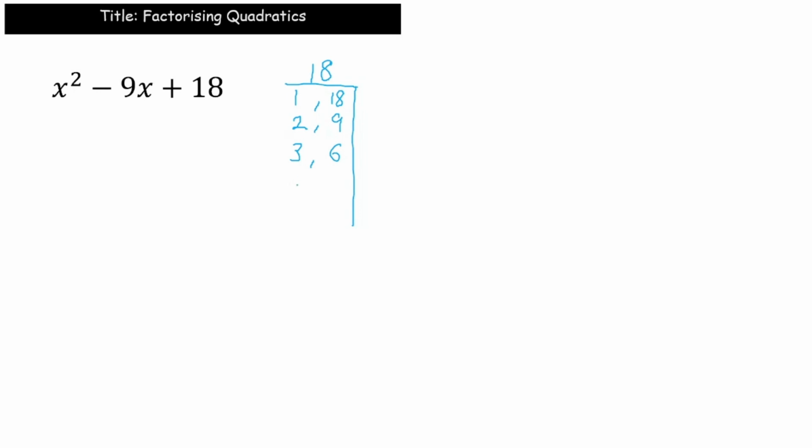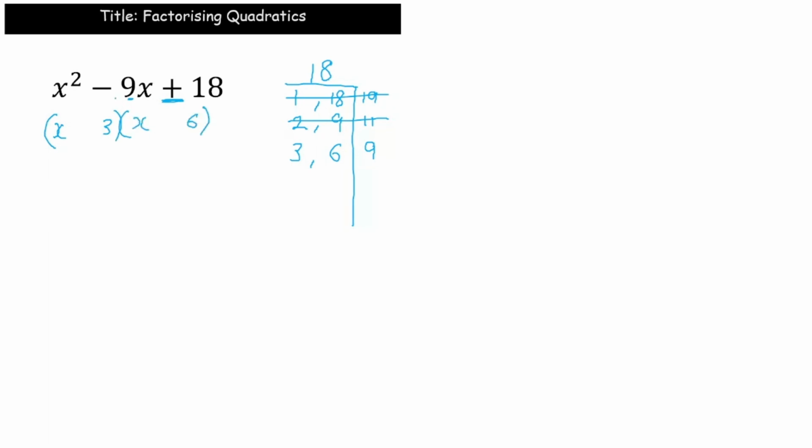3 and 6. 4 doesn't go in, 5 doesn't go in, and then I get to 6, which I've already got. So if you have a look, we've done our 18. We want to find the ones that sum to 9. So now I've written them. These sum to 19, so it's not that one. This sums to 11, so it's not that one. But these two sum to 9. So that means our numbers are x and 3, and x and 6.